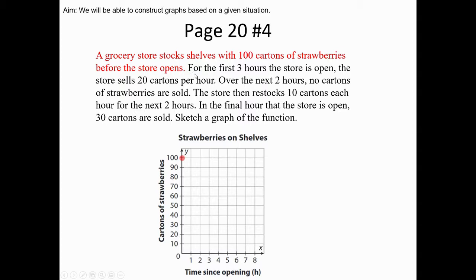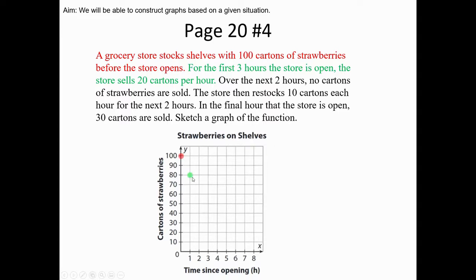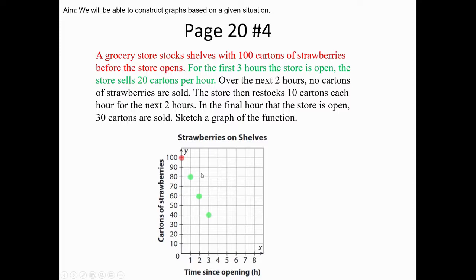So it says for the first 3 hours the store is open, the store sells 20 cartons per hour. Now, I don't know about you guys, but when we sell cartons, does that mean it goes down? So for 3 hours, it's going to go down by 20. So 100 minus 20 is 80. Then we go down another 20, so that should be 60. Then we go down another 20, and that should be 40. So there, we covered the first 3 hours already by just going 20 down each time. That's our rate of change right there, right? Going down by 20 each time.